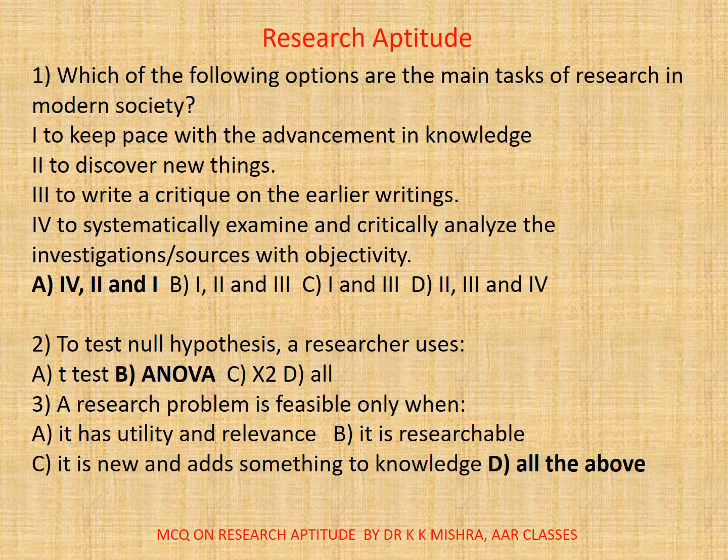2. To test null hypothesis, a researcher uses A. T-test, B. ANOVA, C. chi-square, D. all. Here the correct option is D. All or any of these.